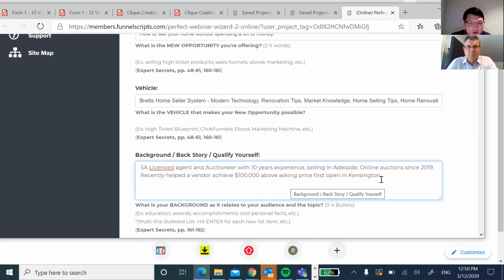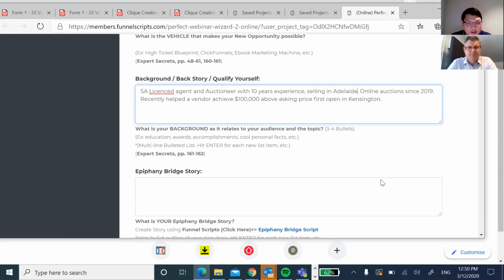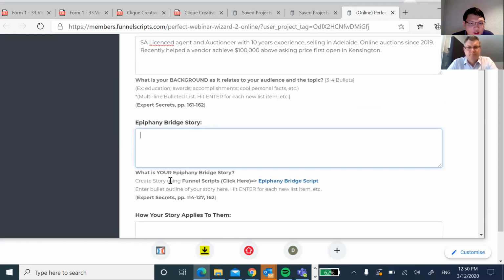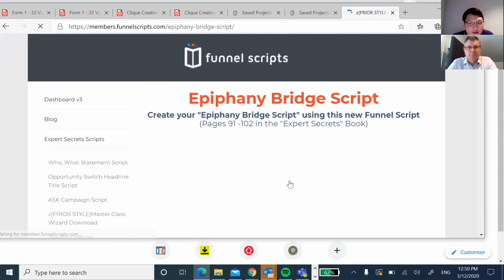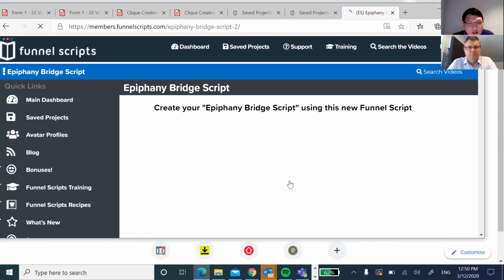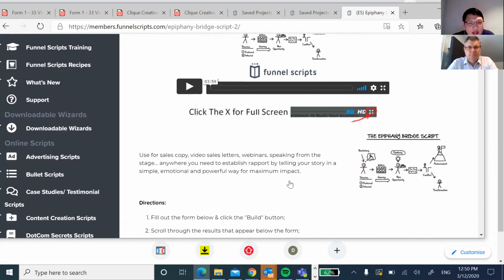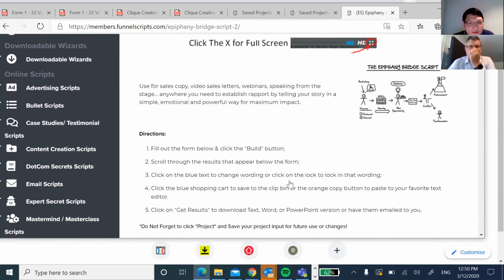Okay, then go to the next question, the epiphany bridge. So this is a tricky one. You have to click the epiphany bridge script. So click the one, open it, yeah? When you open it, you need to use this script to get your story number one work.